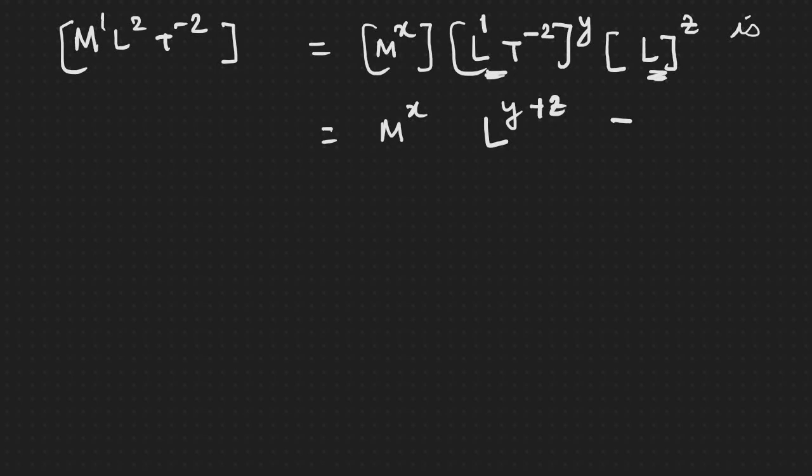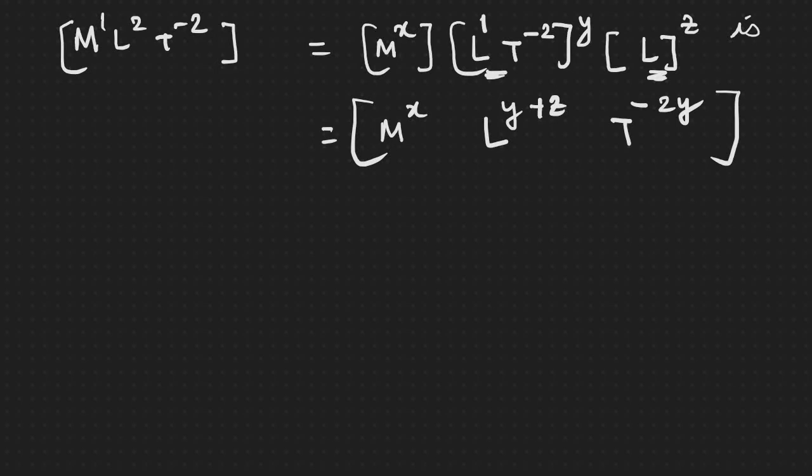Okay. Now for T, there is only one place for T here, the middle expression. So it would be minus T to the power 2y. For M there is one expression. For L there are two expressions, so we need to combine them. We add them up. Now for T there is only one expression, the middle expression. So we need to write it like that.